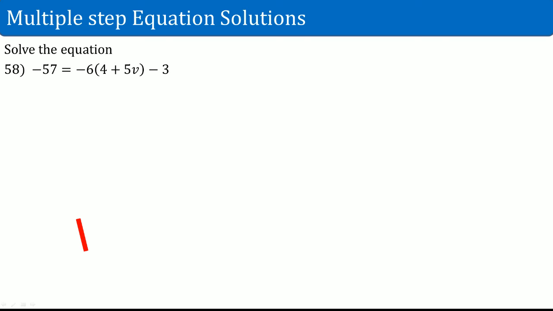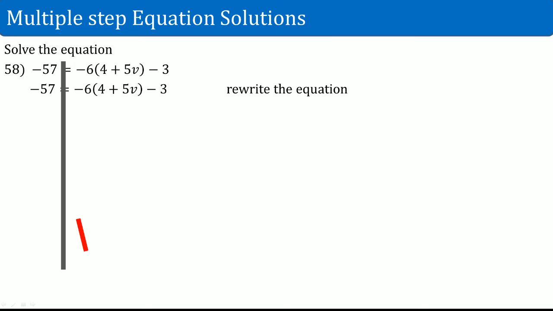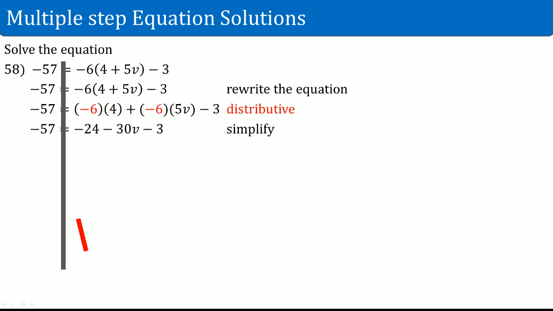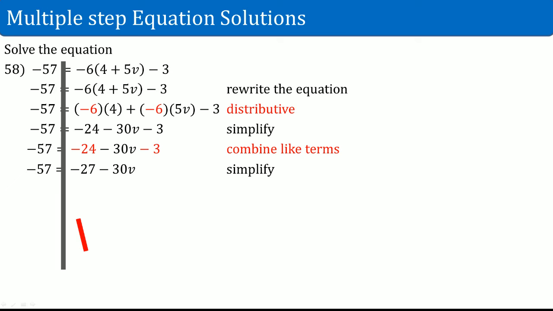58. Negative 57 equals negative 6 parentheses 4 plus 5v close the parentheses minus 3. Rewrite the equation, draw the line straight down. You see a parentheses, therefore you have to use the distributive property to get rid of it. Here you are distributing negative 6 times 4 and negative 6 times 5v. You can now simplify. Negative 6 times 4 is negative 24. Negative 6 times 5v just becomes negative 30v. There are some like terms on my right hand side, negative 24 and a minus 3. That becomes a minus 27. You have negative 57 equals negative 27 minus 30v.